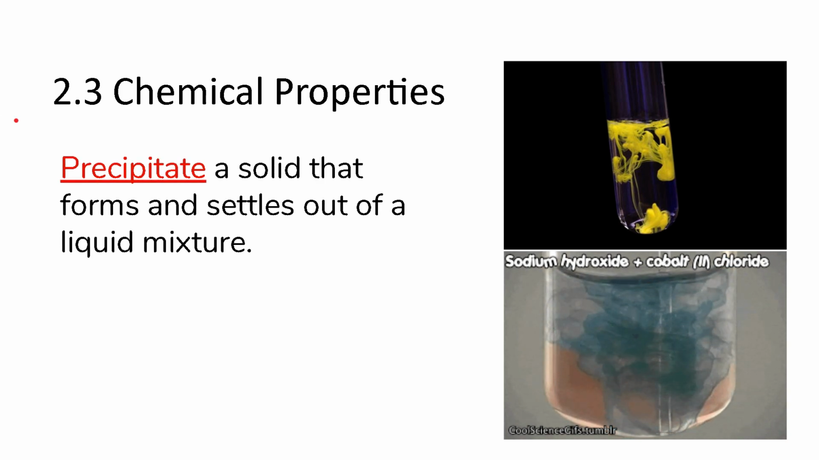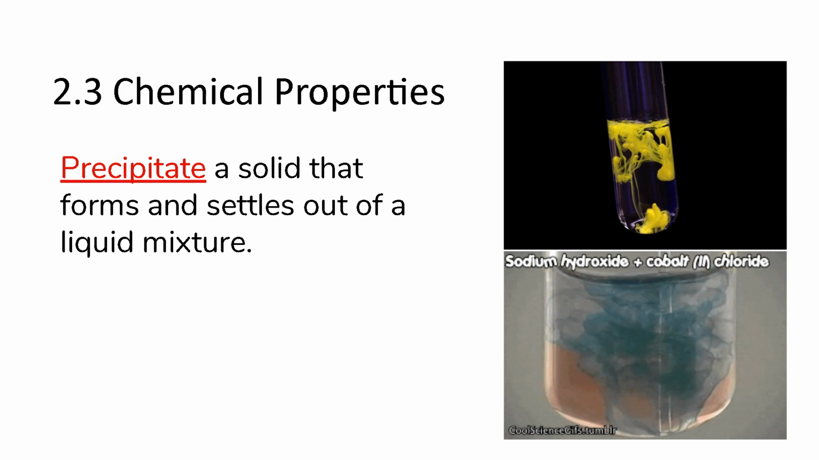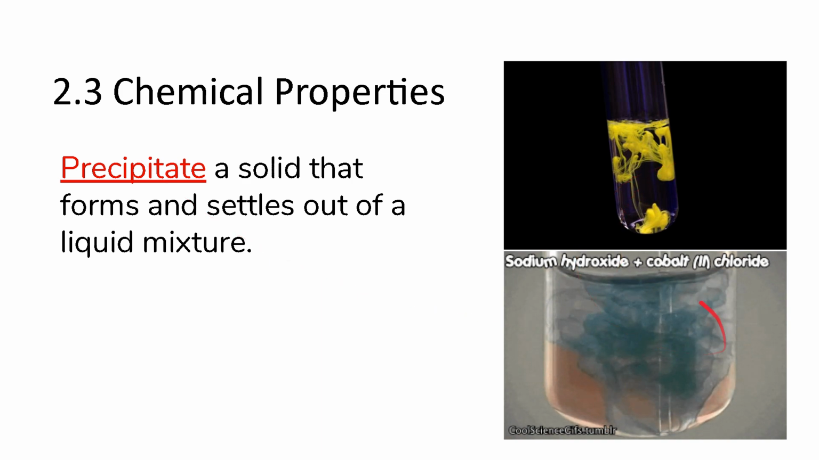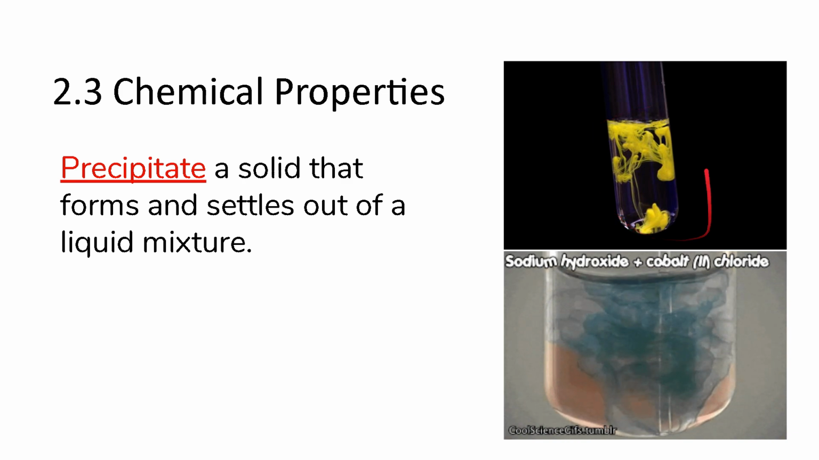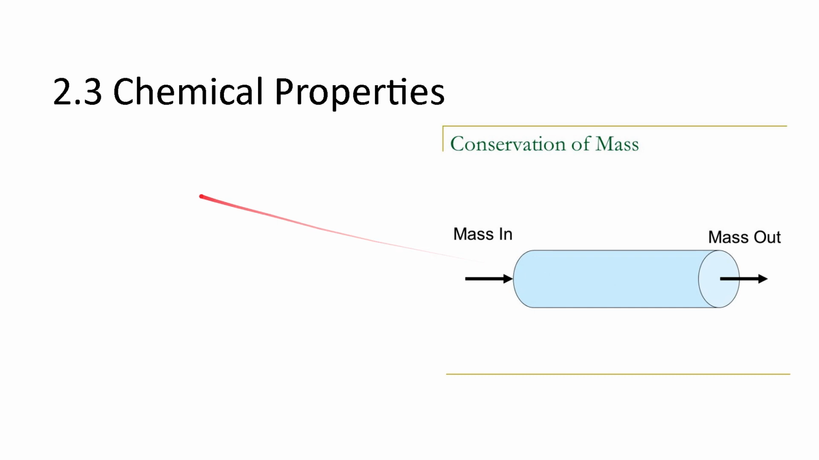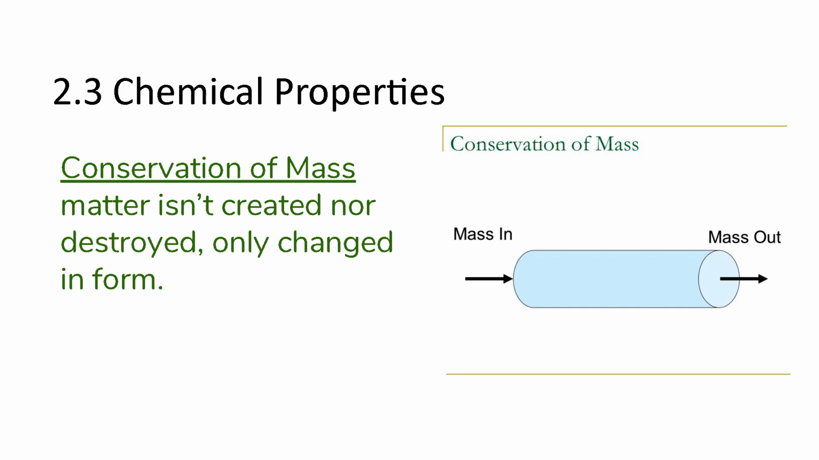Precipitates are something that I will be demonstrating in the classroom. Precipitate is just a solid that forms and settles out of a liquid mixture. As you can see an example right here and here. I believe this one is a type of lead nitrate. And finally, that brings us to the end where we discuss the conservation of matter, which just tells us that matter isn't created or destroyed. It can only be changed in form.